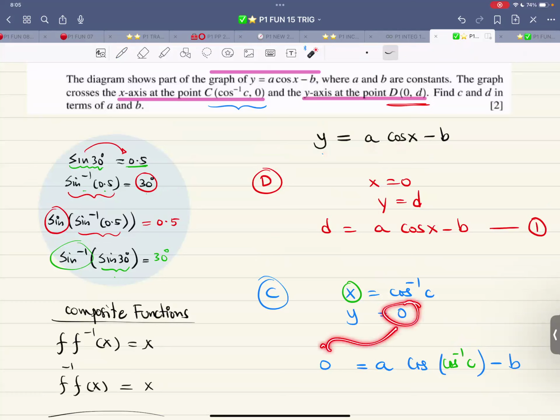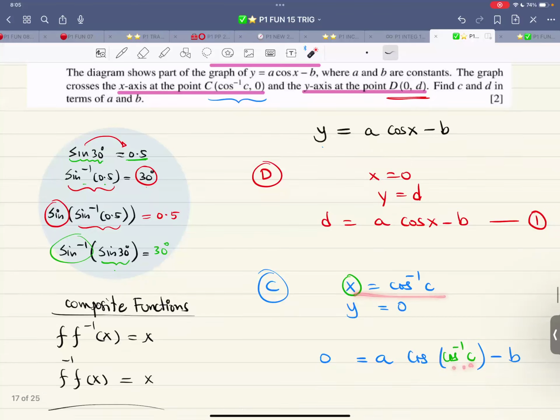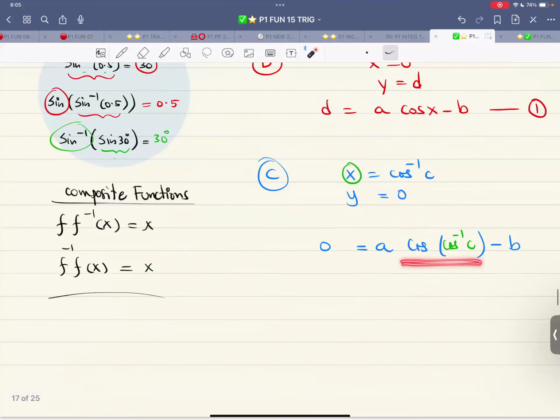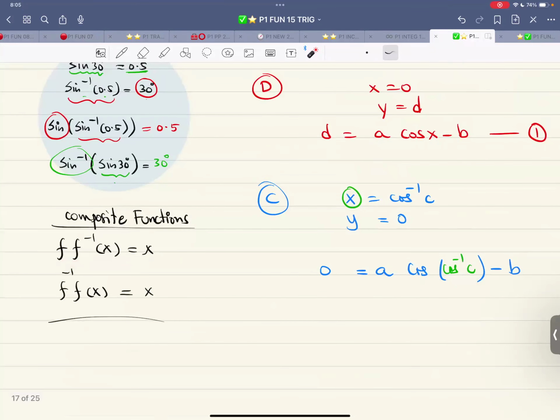Instead of y, I'm plugging in 0. Instead of a, I'm writing a. Instead of negative b, I'm writing negative b. Instead of cosine, I'm writing cosine. Instead of x, I'm writing cos inverse c. Now, does this ring any bell? Cosine of cosine inverse c should equal c.